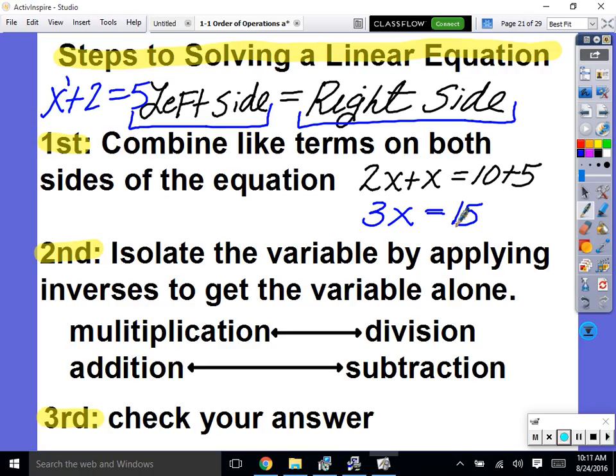Second step, isolate the variable by applying inverses to get the variable alone. Multiplication undoes division. We're getting x alone. And division undoes multiplication. Addition undoes subtraction. Subtraction undoes addition. Then your third step would be to check your answer by plugging it back into the original problem and seeing if it's a true statement. So these are the steps we take.